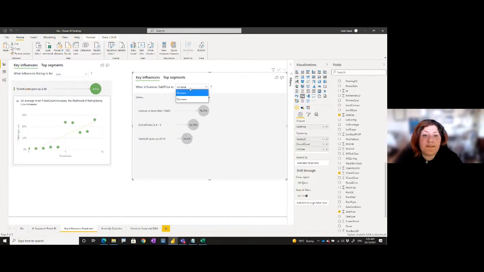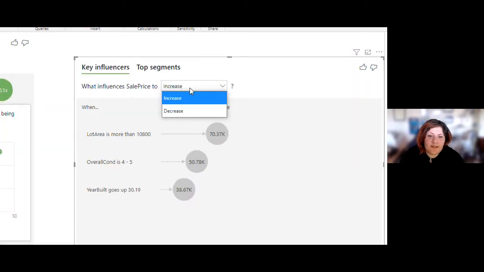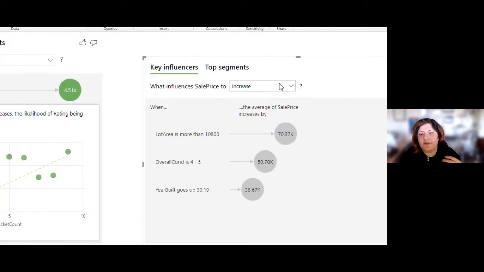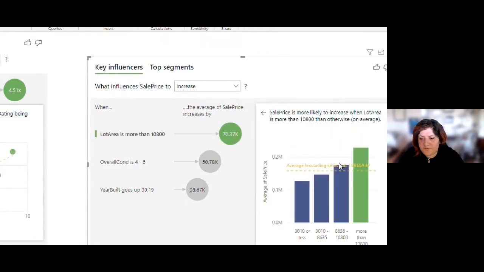So here is a bit different. Here is a numerical value. As you can see, increase and decrease. We don't have high and low here, because that comes from categorical data. But here is a different analysis, increase and decrease. So here we have increase. I'm going to check that one.